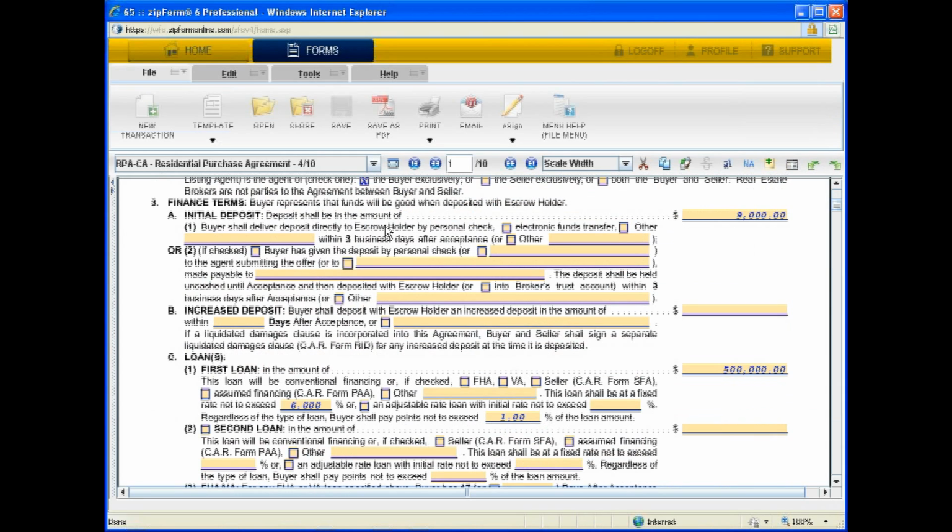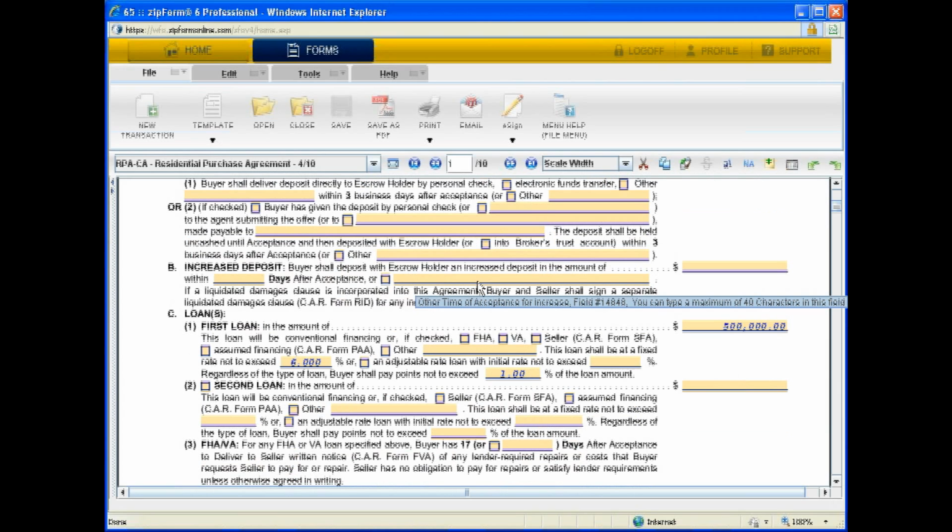So right now, you actually can leave the rest of this stuff blank. Because the buyer is going to deliver the check directly to escrow, you don't actually have to say whether it's personal check, electronic funds. It's up to the client how they want to deliver that money. So you just leave it like this and put in the deposit amount.